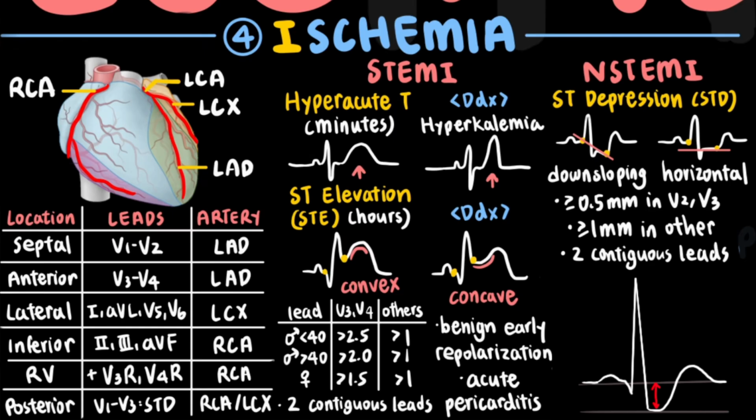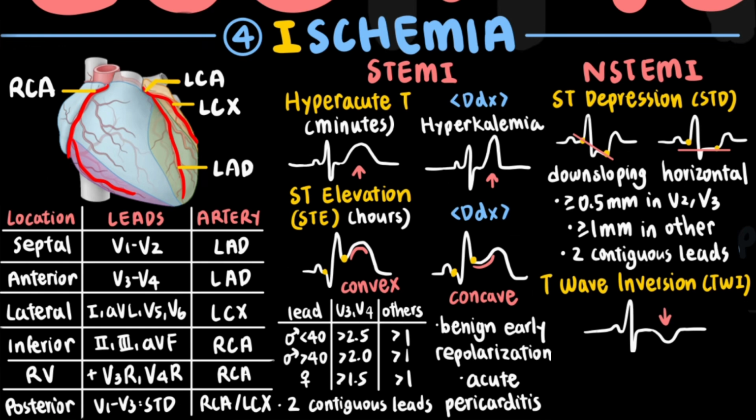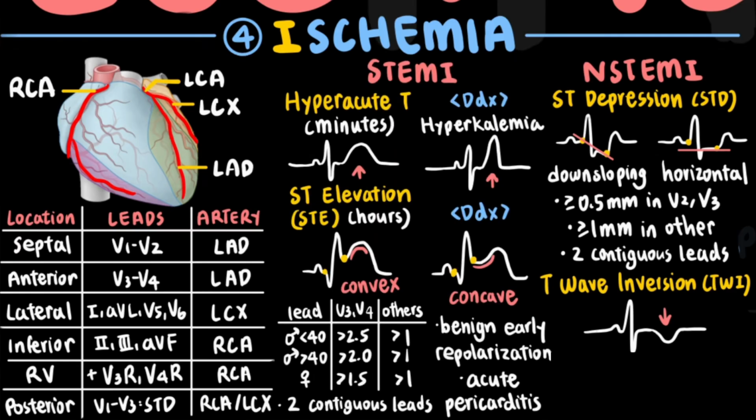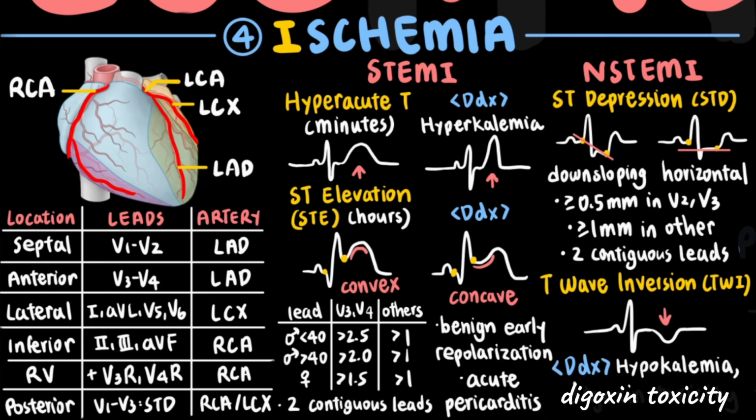After ST depression, another finding you may see in non-STEMI is T-wave inversion. It reflects abnormal repolarization of the ischemic myocardium. The injured cells alter the direction of repolarization, so the T wave flips upside down. T-wave inversion can also be seen in hypokalemia and digoxin toxicity.